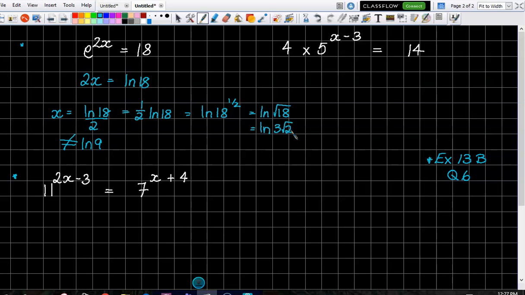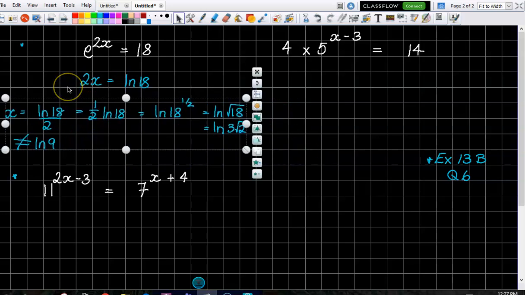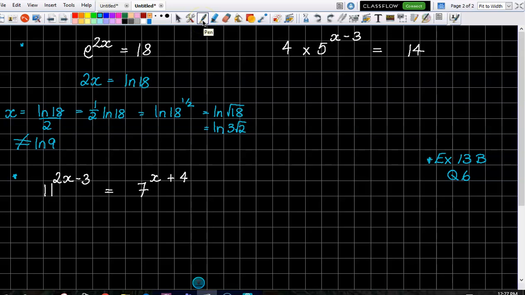Okay, looking up the top over here. I'm going to run out of room, aren't I? Never mind, this is why I love my board. 4 times 5 to the x take 3. What is going to be your first step there? Well done, divide by 4. Now, I should have chosen 3 actually. Never mind.